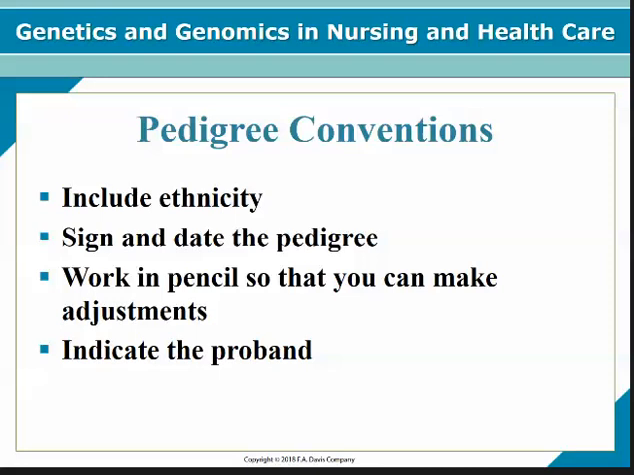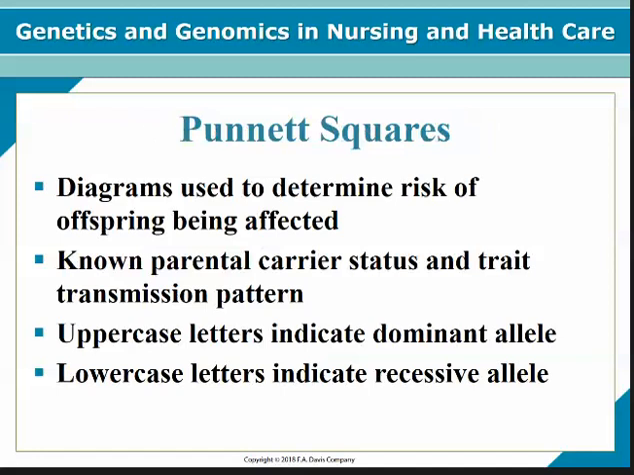We're going to talk a little bit about Punnett squares, which I think most of us might remember from high school biology class. Those are diagrams that are used to determine risk of offspring being affected by a certain genetic disorder. Known parental carrier status and trait transmission pattern can show up in a Punnett square. We use the uppercase to indicate the dominant allele, and the lowercase indicates the recessive allele. A homozygote is 2 letters of the same allele, and a heterozygote would be 1 of each, so a capital and a lowercase letter.